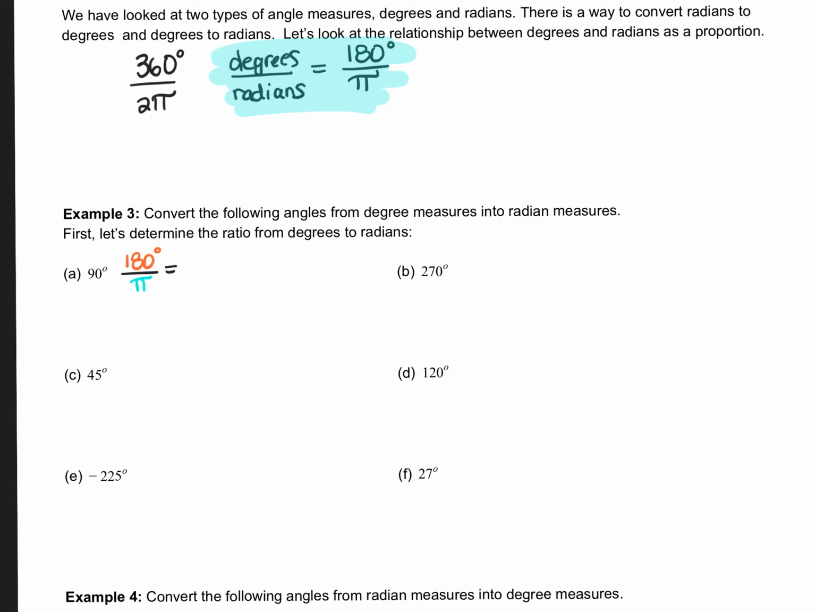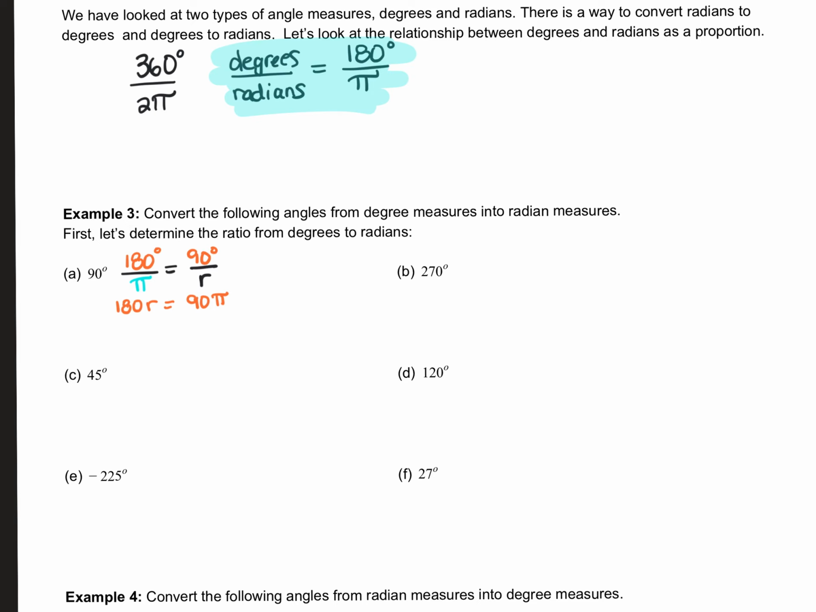And I'm going to set that equal to whatever I have. So I'm given degrees. I'm given 90 degrees over what I'm trying to find. So what I'm trying to find is the radian measure. I'm just going to call it r. And then this is a simple proportion. All we have to do is cross multiply and solve for r. So I end up with 180 times r equals 90 times pi.